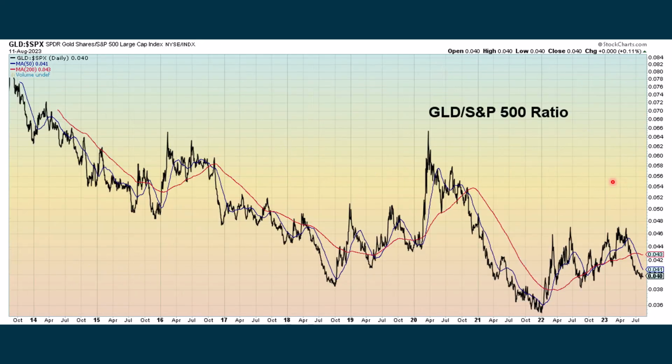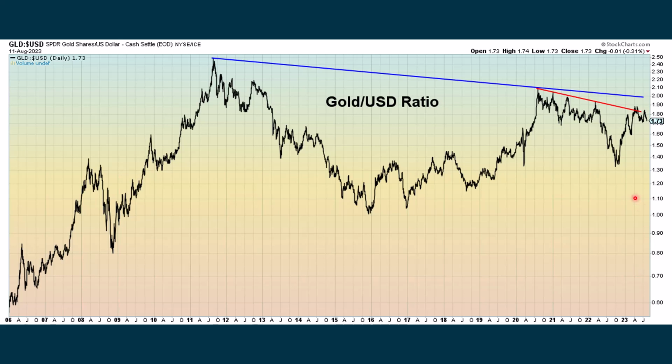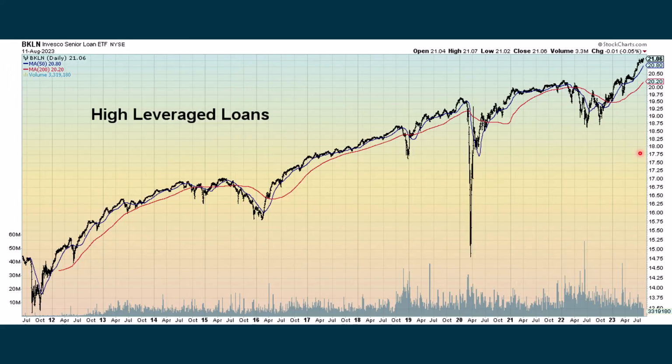Looking at gold, gold's still in an uptrend, but it's really underperforming the S&P 500, and in this ratio, we're seeing a recent death cross. It's also having a difficult time when compared to the US dollar. It's coming back up to resistance and having a really hard time breaking out. High leverage loans. These are risky loans. They continue to do quite well. And as I always say, if the economy was getting ready to fall apart, this would probably not be in an uptrend as it is right now.